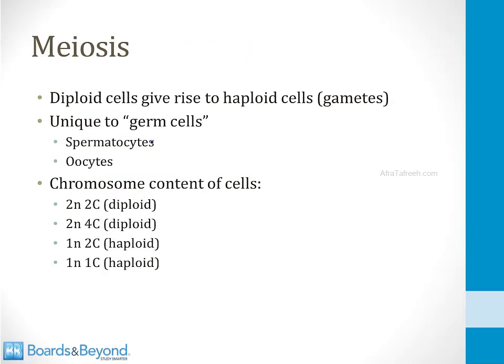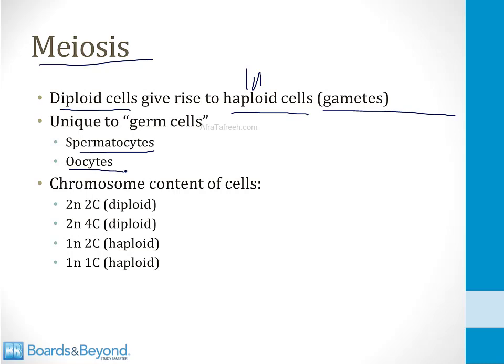Cells going through spermatogenesis undergo a special type of cell division called meiosis, which I talk about in a separate video in the genetics section. In meiosis, diploid cells, which are 2N and have two copies of all the chromosomes in the body, give rise to haploid cells, which are 1N and have a single copy of each of the chromosomes in the body. These cells are called gametes, and this type of cell division, meiosis, is unique to germ cells like spermatocytes and oocytes.